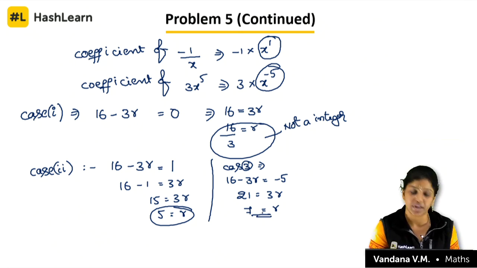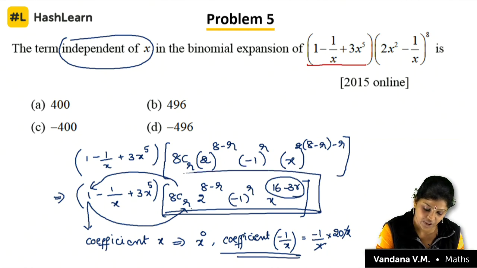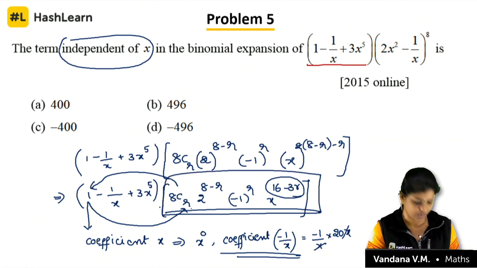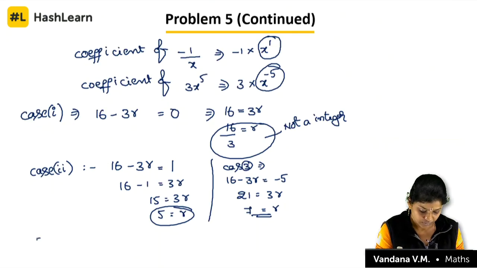Now you substitute in the given expansion. That means here in this expansion we are going to substitute. Let us substitute, children. First one is not possible. So, r value is 5.